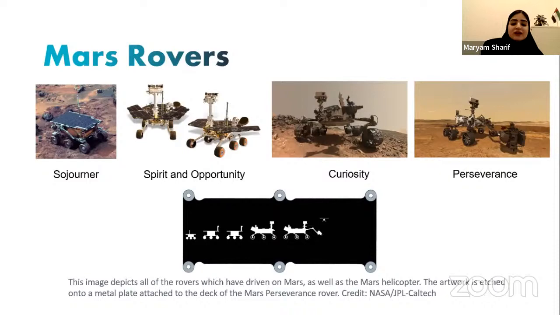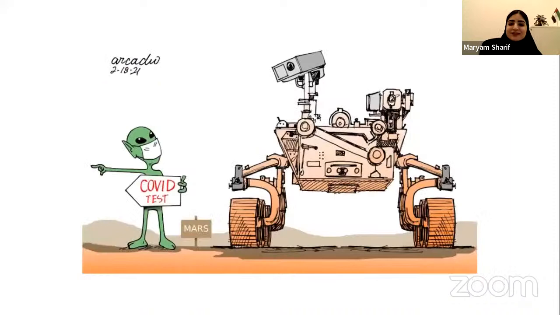What we have in the next slide is a funny comment we can put on that: once Perseverance landed and reached Mars, for example, the aliens were there asking it to do a COVID test. So just to laugh.